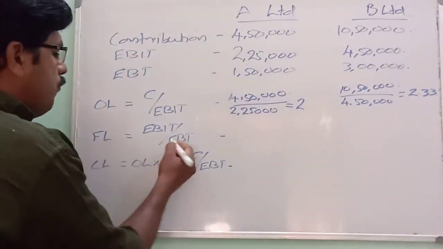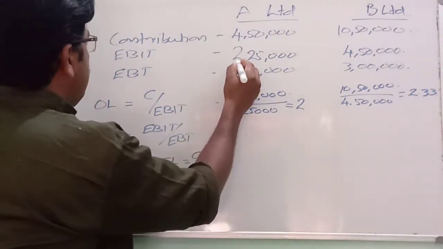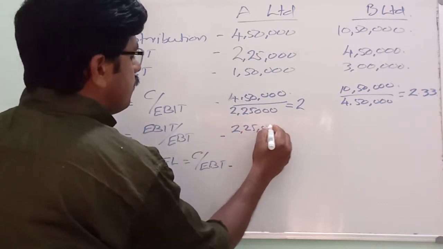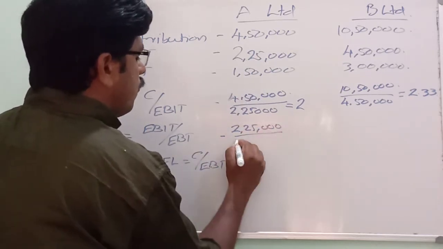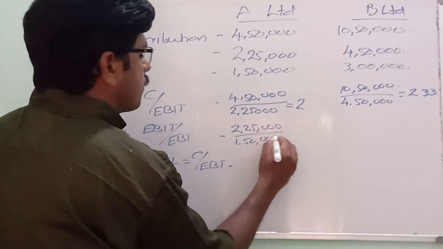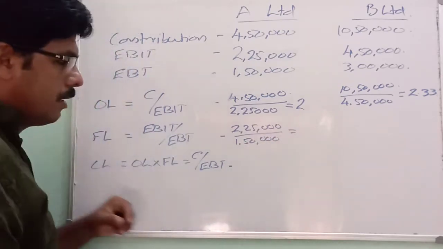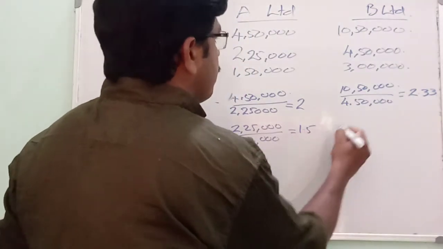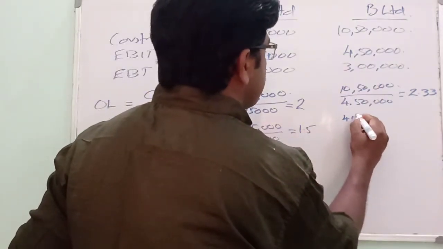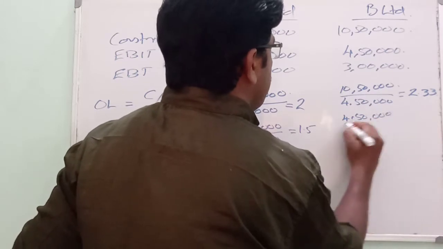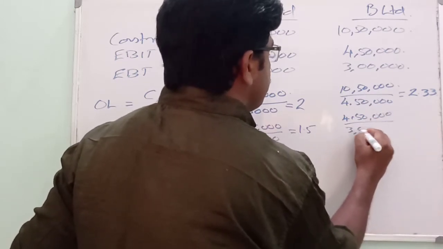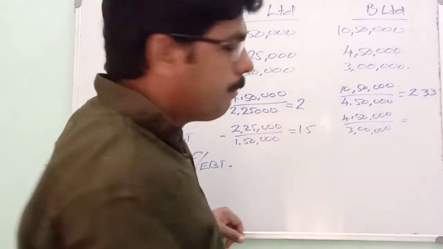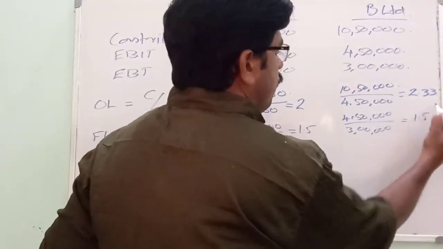Then financial leverage, EBIT divided by EBT: 2 lakh 25,000 divided by 1 lakh 50,000 is equal to 1.5. And here it is 4 lakh 50,000 divided by 3 lakh, which is once again 1.5.